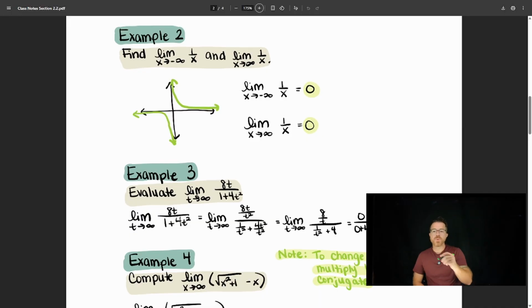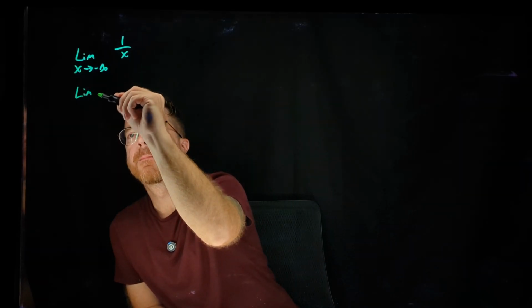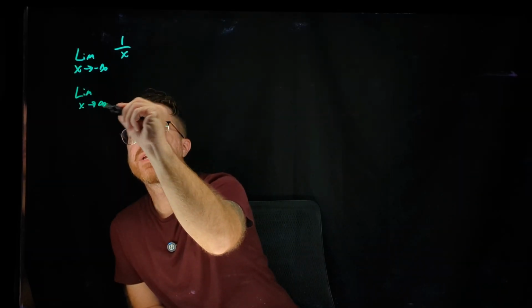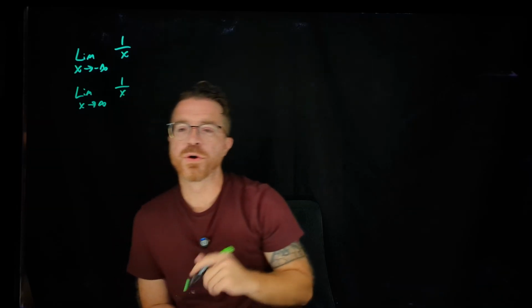In this example, we want to find the limit as x approaches negative infinity of the function 1 over x, and figure out what this is equal to. And we also want to see what the limit is as x approaches infinity of our function 1 over x.